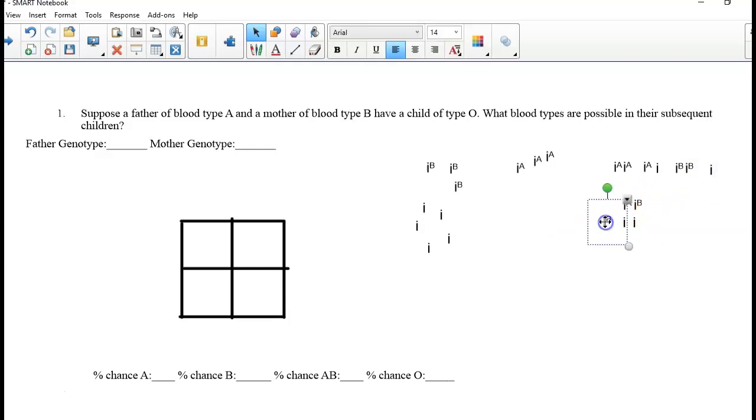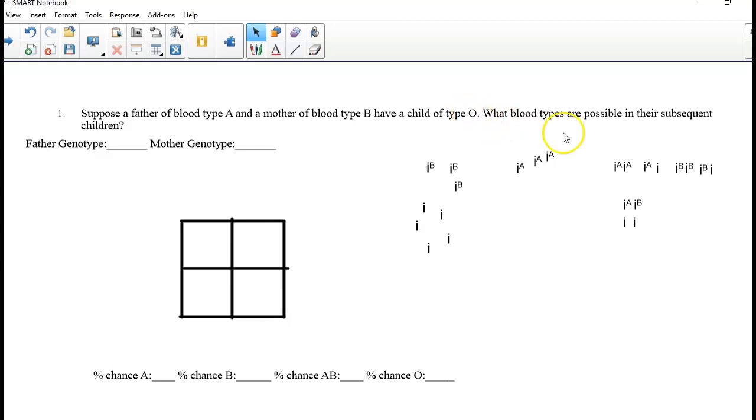The mother is B blood type, so she could be IBIB or IBi. Now, in this question, I want you to tell me the genotype of the parents. So how the heck can I figure out which one it is, right? How do I know if it's IAIA or IAi or IBIB or IBi? Well, here's how you can tell. Because I told you they have a child with O-type blood. If I didn't tell you this, you would not be able to figure out this question. But I told you it.